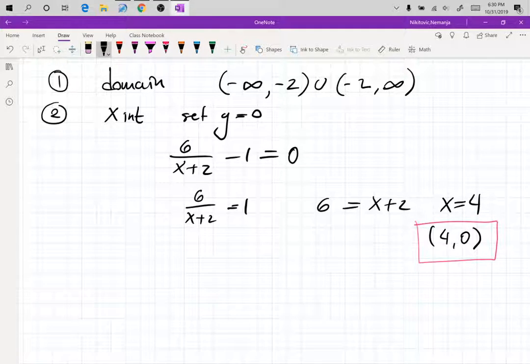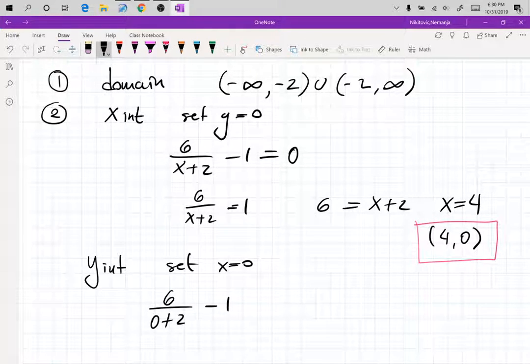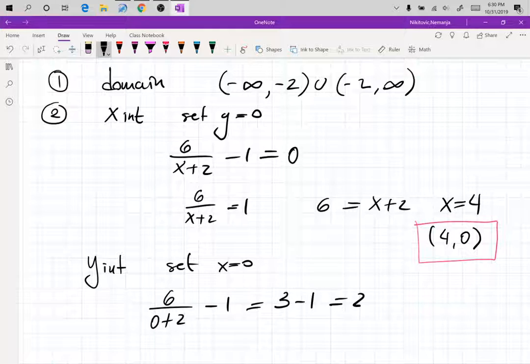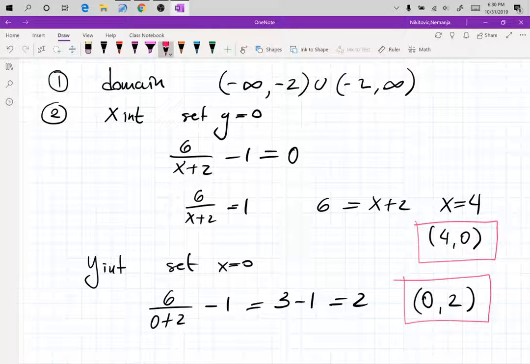The second part of number 2 is to find the y-intercept. When you set x equal to 0, you have 6 divided by 0 plus 2, minus 1, which is 3 minus 1, which is 2. That gives us (0, 2) as a point, and we are going to box that as well. So far, we have the x-intercept and we have the y-intercept.